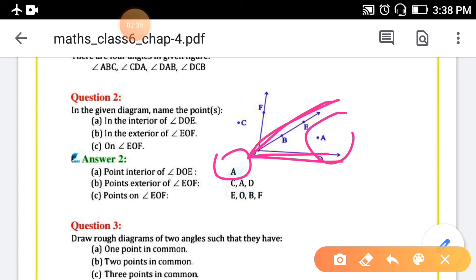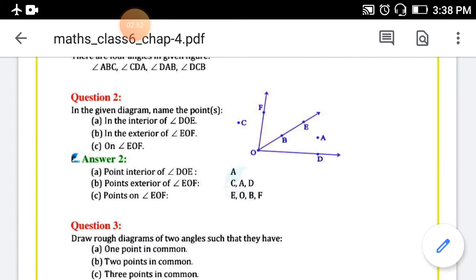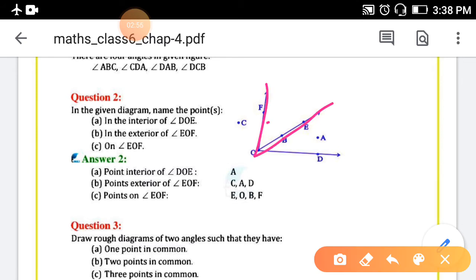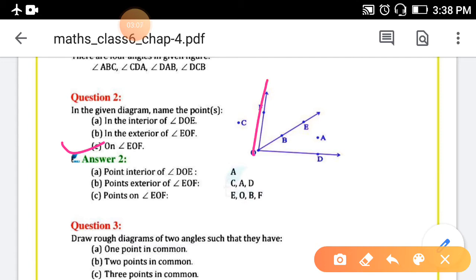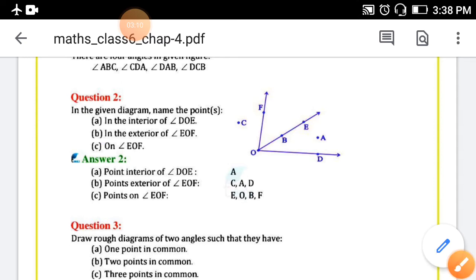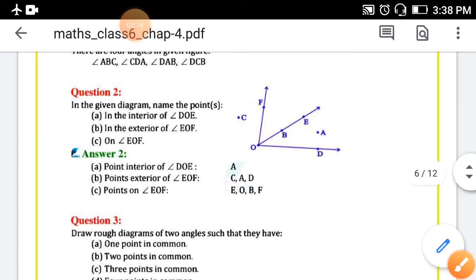Next, in the exterior of EOF. Here it is E, O and F. Exterior means outside. Which points are given? C, this point A and point D. Here this is the angle, and outside of this angle 3 points are given, C, A and D. Next, on angle EOF. So here angle EOF, 4 points are there, you can see here, F, O, B and E. Question number 3.